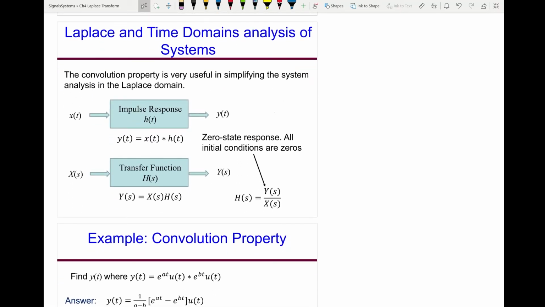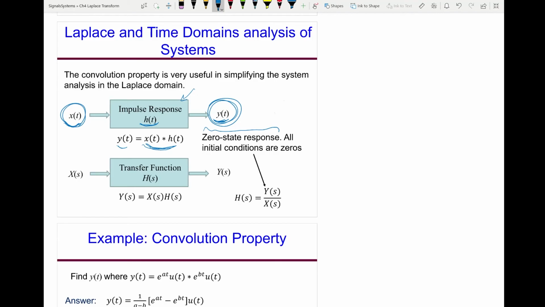For example, here, this is the convolution that we use for system analysis. If I have a signal input x of t and I have a system with impulse response h of t, we know in the time domain analysis I can find the output y of t just by carrying out this convolution. And this we did in chapter 2. We call this y of t the zero state response, because it's the response due to the input, and all initial conditions in the system are zero, no energy stored. So that is just the zero state response, the system response to the input.